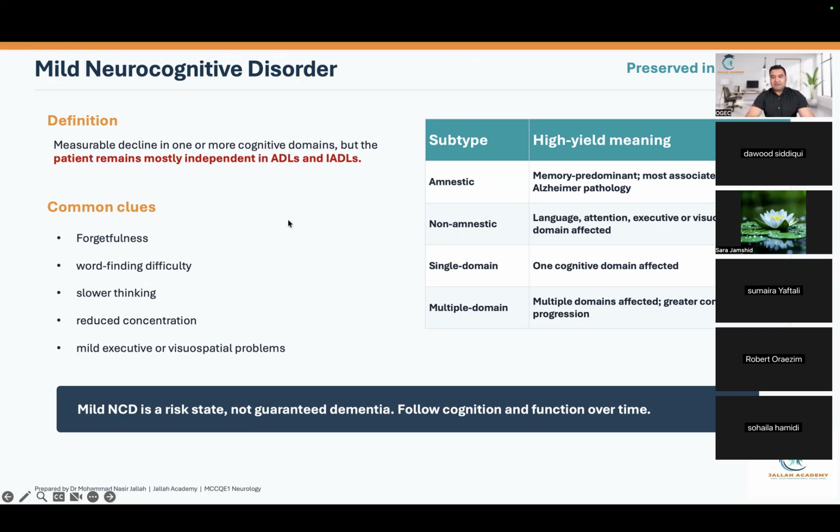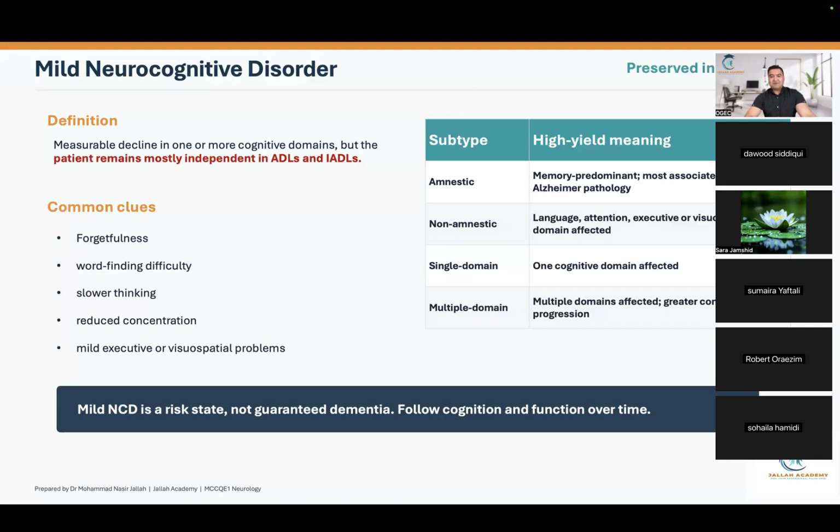These are the clues. But the most important thing to remember in order to differentiate it from a major neurocognitive disorder is, can the patient do the day-to-day activity? If yes, this is mild. Okay? If the patient cannot do it, then it's major. Just to make it very simple.